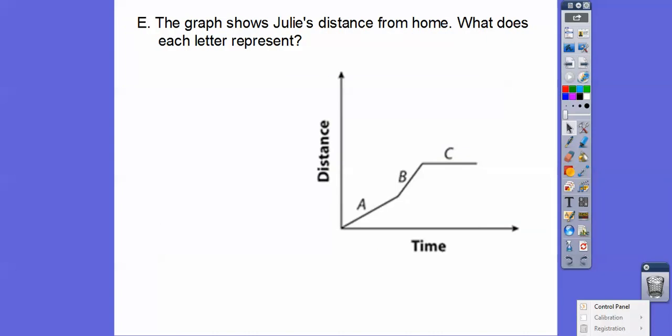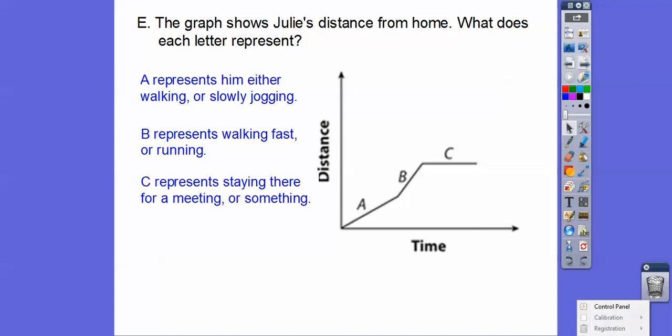Okay. So the graph shows Julie's distance from home. What does each letter represent? Okay. So we just did something like this. So this one looks like Julie might have walked. Julie might have ran. Julie might have had a meeting or something right there. Okay. Something like that.